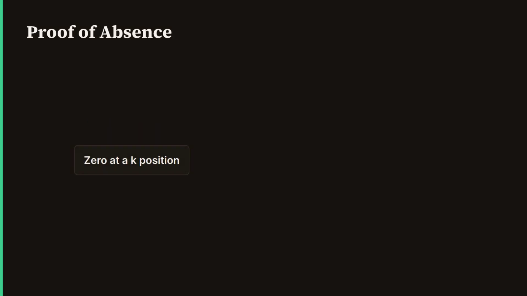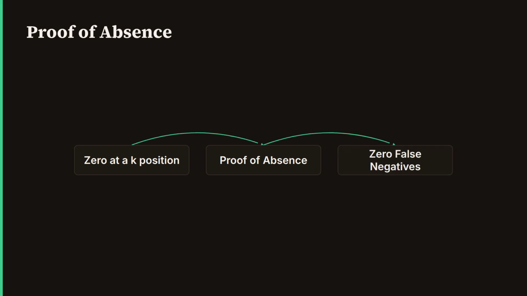If even one of those k bits is still 0, you know for certain that this key was never inserted. Because if it had been inserted, that insert would have set every one of those k bits to 1. And bits in this structure only ever go from 0 to 1, never back. A 0 at any of the k positions is proof of absence. That is a hard guarantee, not a probability, and it is exactly the guarantee the problem demanded, 0 false negatives.